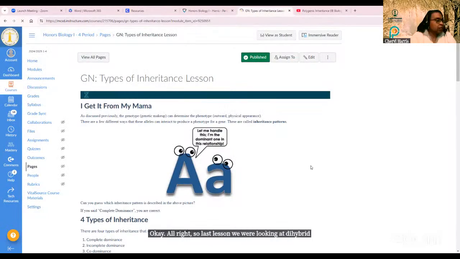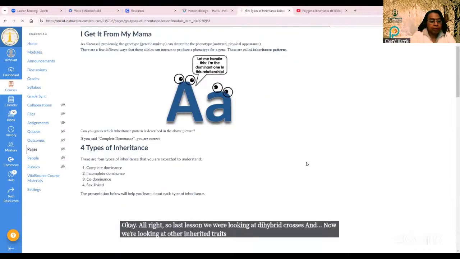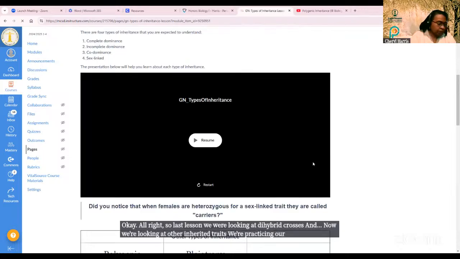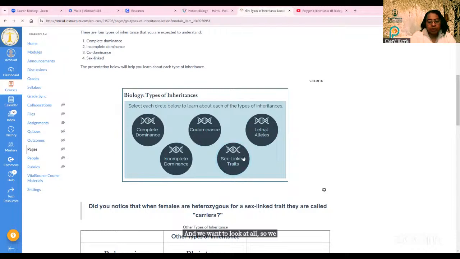Okay. All right, so last lesson we were looking at dihybrid crosses, and now we're looking at other inherited traits. We're practicing our Punnett squares, and we're going to continue practicing the Punnett square as we go through genetics. We looked at sex-linked traits, and today we're going to look at codominance.